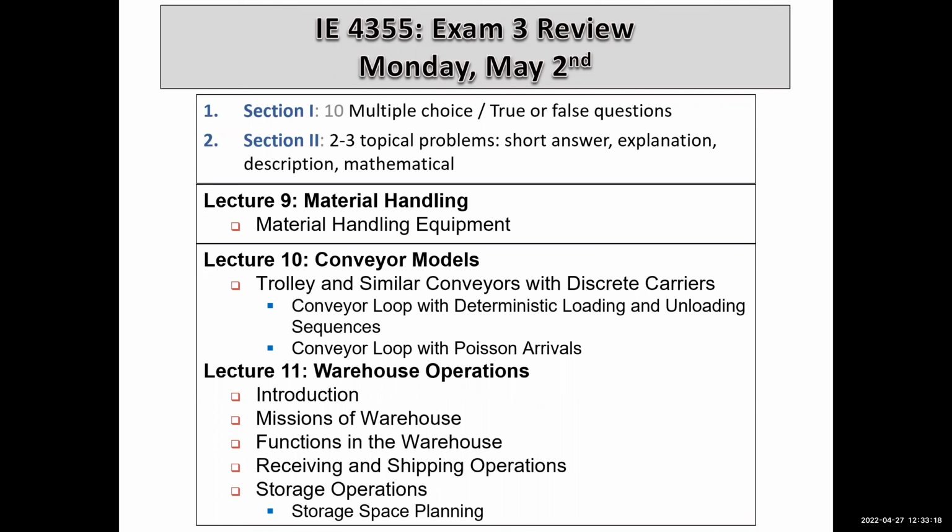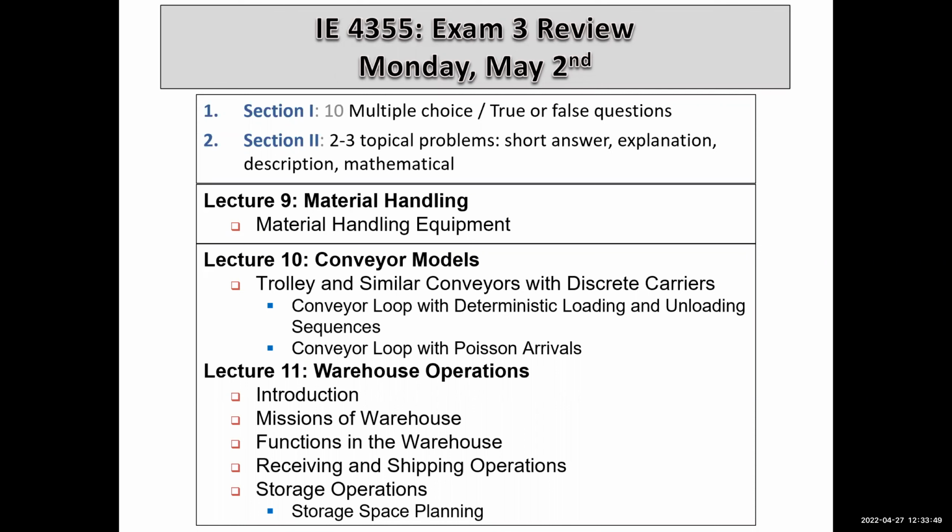And then we described, I mean, showed you a lot of pictures and different names. That's not necessarily something that you have to memorize or be an expert on, but you have to understand when to use each type of equipment. That will be the most important part from that lecture. And then we transitioned into going in detail on a specific type of material handling equipment, which are the conveyors.